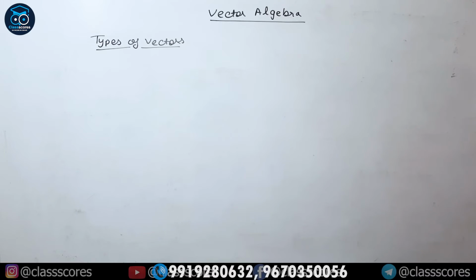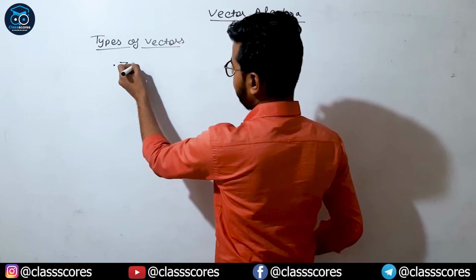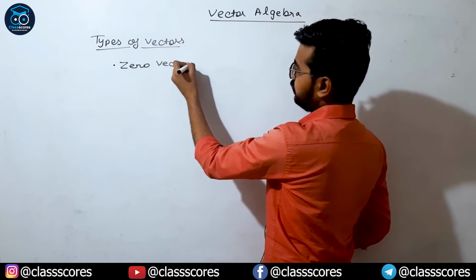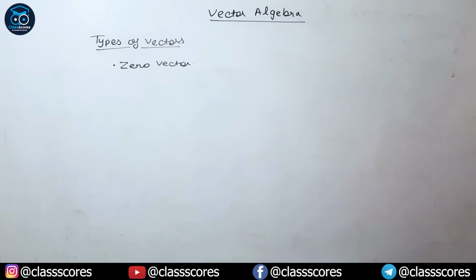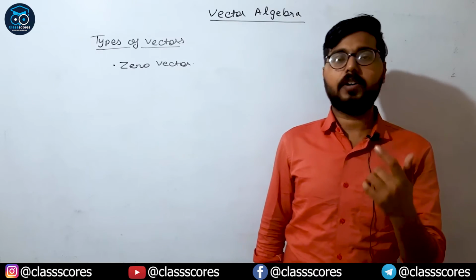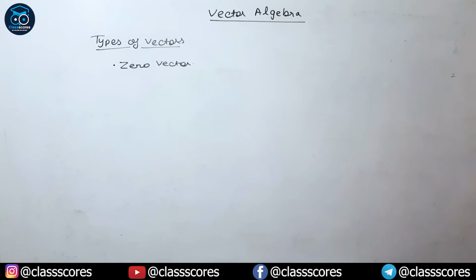Okay, so our first type is zero vector. It is clear by its name itself. The vector whose all the coordinates of x, y and z are 0, those vectors are known as zero vector. The vector whose all the coordinates are 0 is known as zero vector.